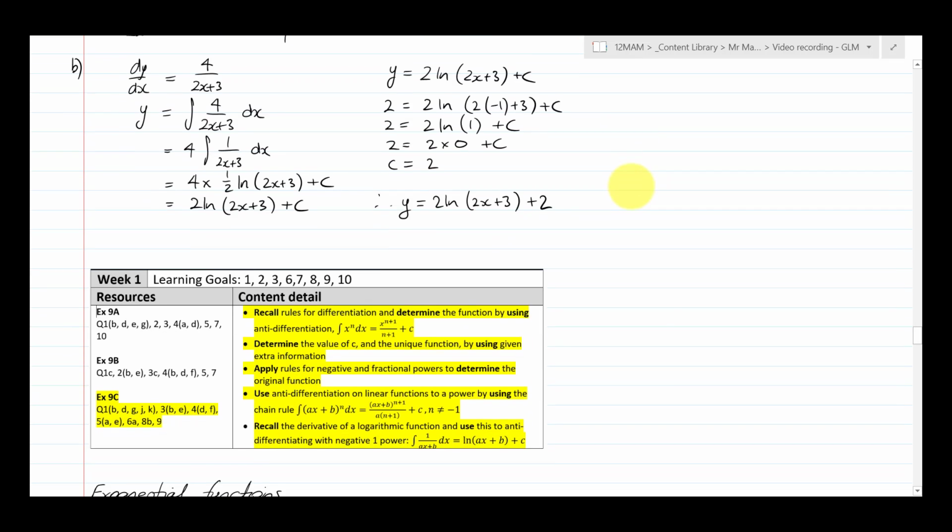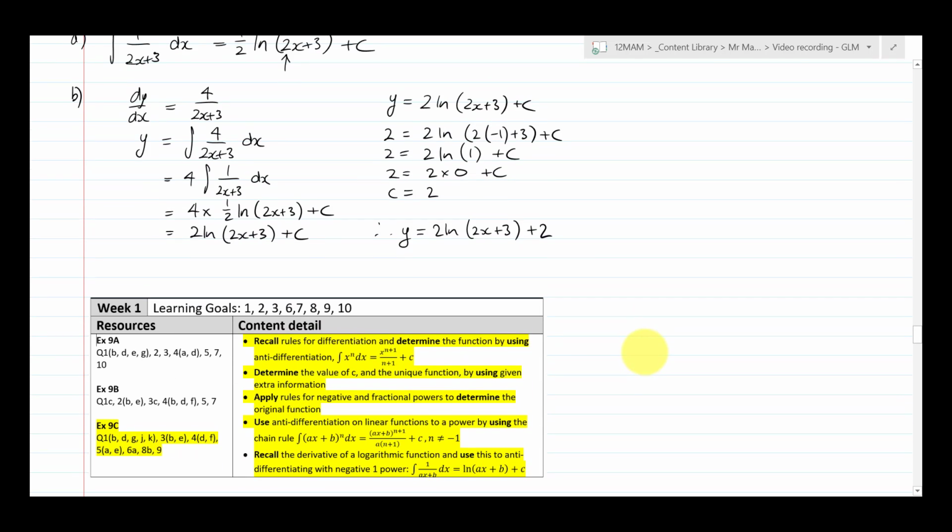And here is the work associated with that from the textbook, exercise 9c, and also the content detail, so hopefully by the end you can deal with that content detail. All the best.